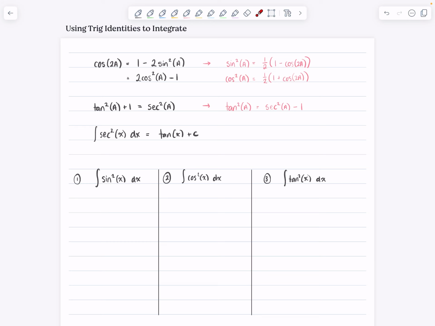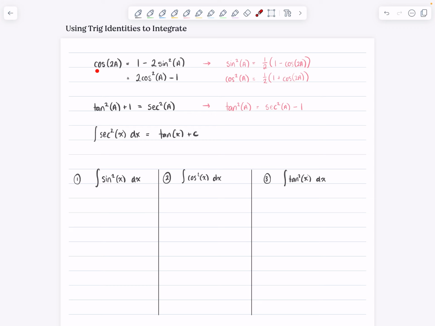Alrighty, so in this lesson, we're going to be looking at using different trig identities to integrate some functions that we don't have a standard rule for integrating. For example, these three down here. So we've got the integral of sine squared x dx, the integral of cos squared x dx, and tan squared x dx. And we're going to use some of these trig identities up here, and these can be found on your formula sheet, so you needn't worry about memorizing them. It's more important that you know how to apply them.